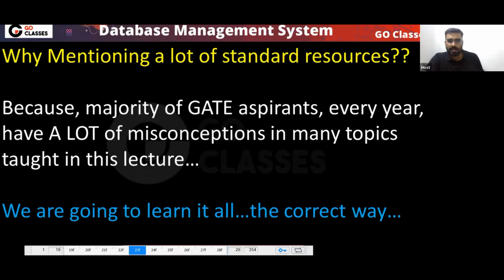Before I start this lecture, I want to request one thing. If you have already studied this normalization concept, 2NF, 3NF, BCNF, partial dependency, full dependency, transitive dependency, from somewhere else, some non-standard resource, then stay ready to forget all those concepts. Keep your mind open, because a lot of your concepts might be wrong. We will study all the correct concepts from the standard resources that I told you.